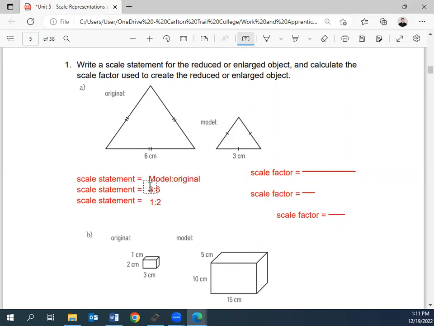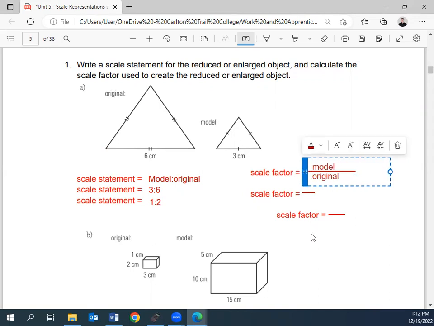So you go from 3 to 6, and then you want to try and simplify it so that one of the sides is a 1 usually. Ideally, that's not always the case, but that's usually a good rule of thumb. Now over here, same thing. It's always model to original. You'll have to memorize that straight up. It's always model to original. Maybe if I spell it right. There we go.